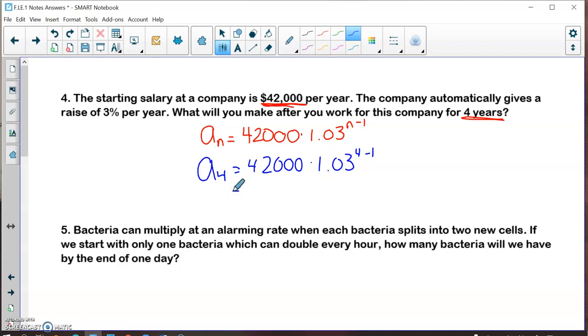And just typing this into my calculator, $42,000 times 1.03 to the 3rd power, because 4 minus 1 is 3, we would wind up with about $45,894.53.